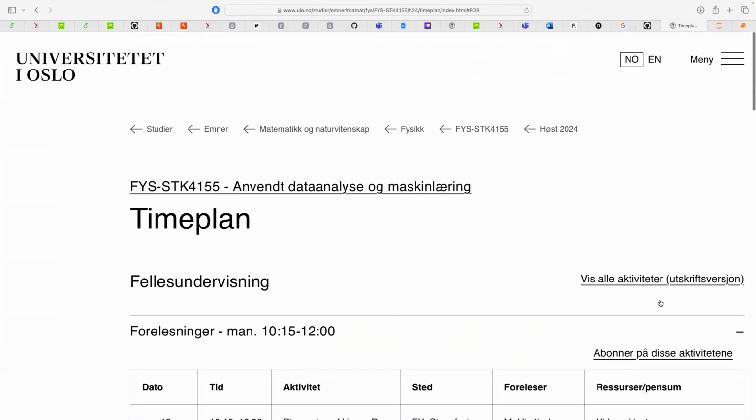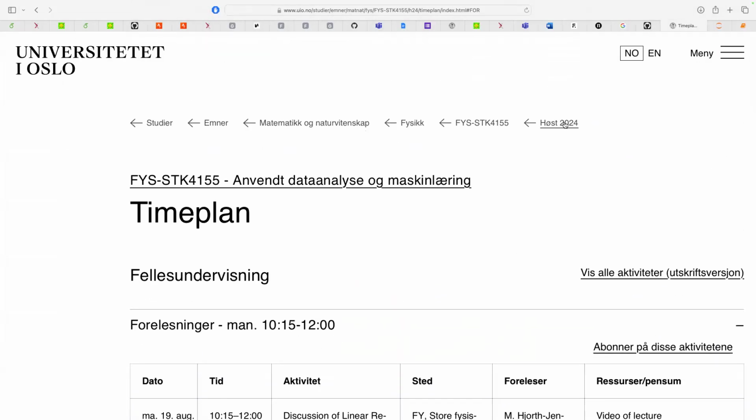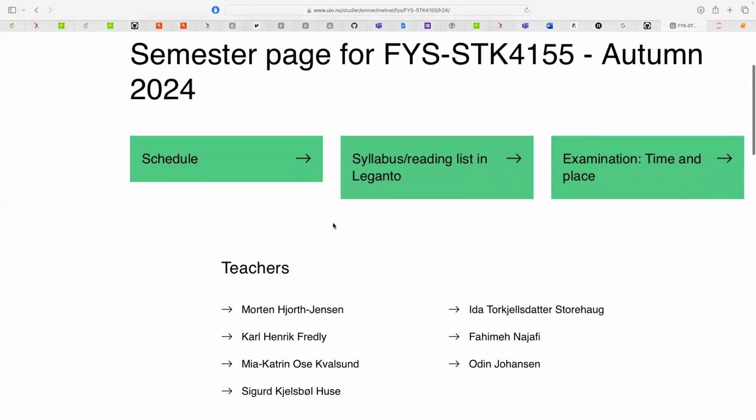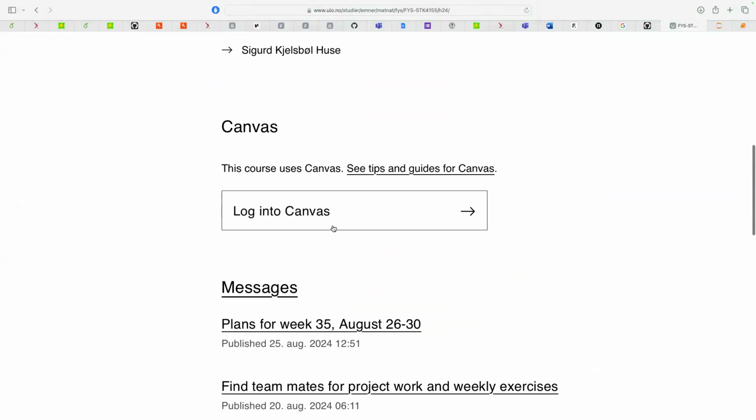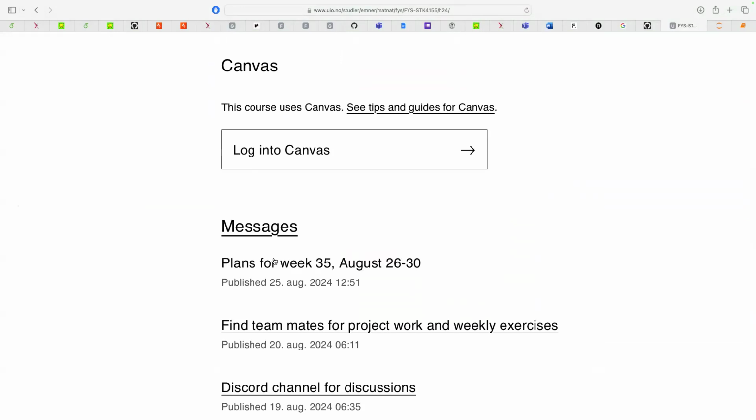If we now just go back to the fall 2024, you will find the same type of announcements under messages, and you will also find the same stuff in Canvas, in addition to the email which you get. So hopefully everybody got the message about us being here.